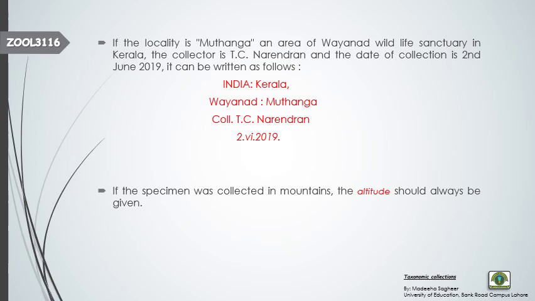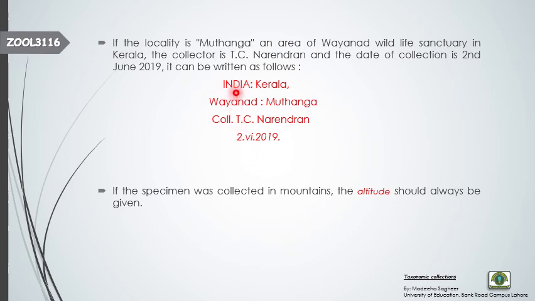This is one of the examples, or you can say one of the samples, of the locality name in the labeling. There are many other ways to write the locality in the labeling in the field of taxonomy. So let's take this example. If the locality is Muthanga, an area of Wayanad Wildlife Sanctuary in Kerala, the collector is TC Narendan and the date of collection is 2nd June 2019, it can be written like this.